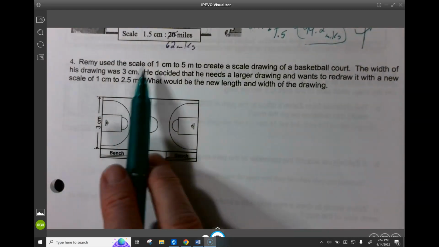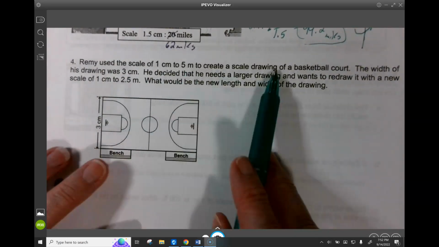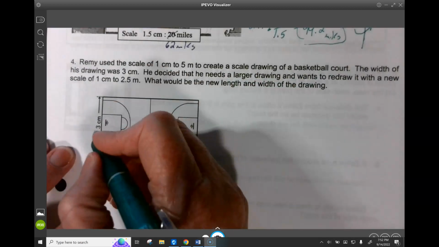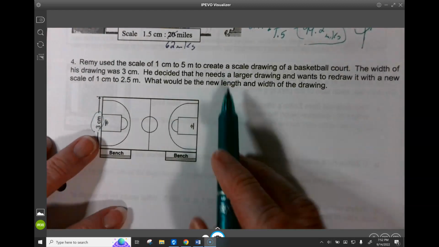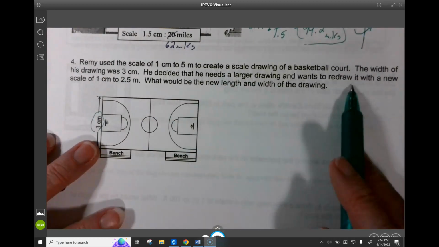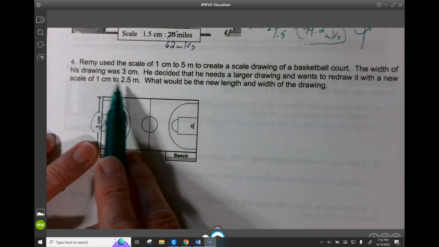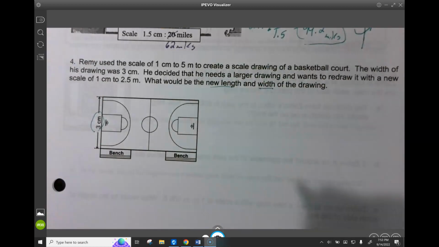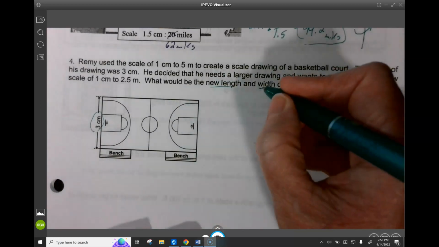So Remy used the scale of 1 centimeter to 5 centimeters to create a scale drawing of a basketball court. The width of his drawing was 3 centimeters. He decided that he needed a larger drawing and wants to redraw it with a new scale of 1 centimeter to 2.5. What would the new length and width of the drawing be? We only know a width.